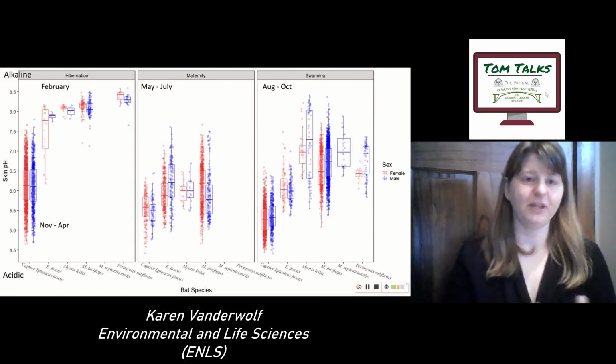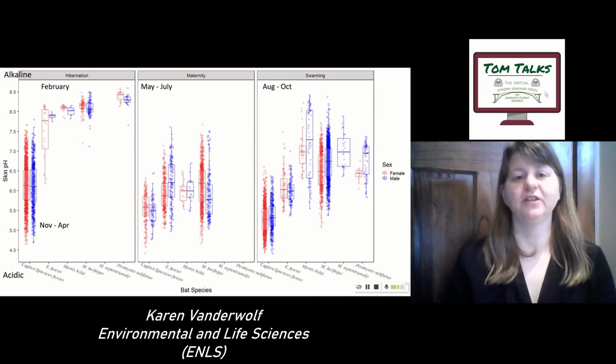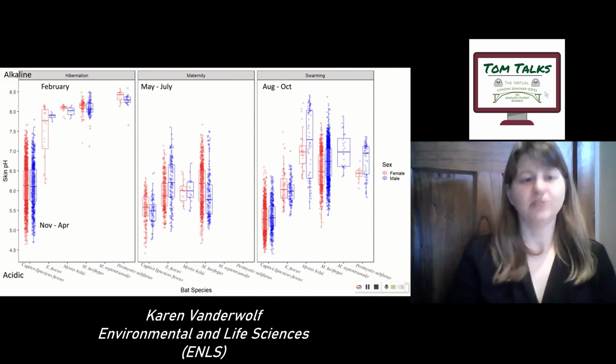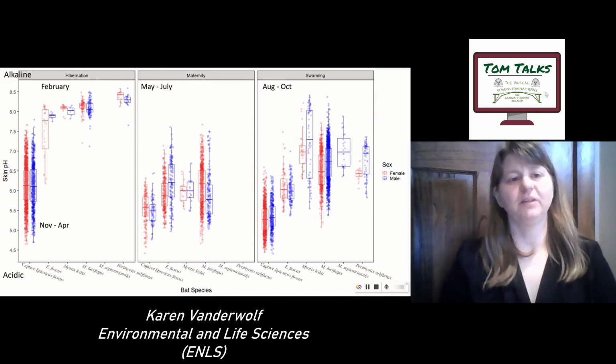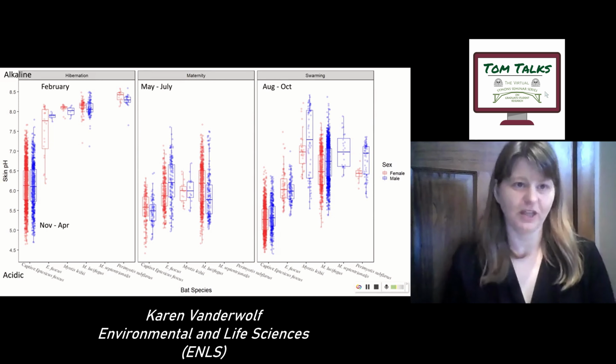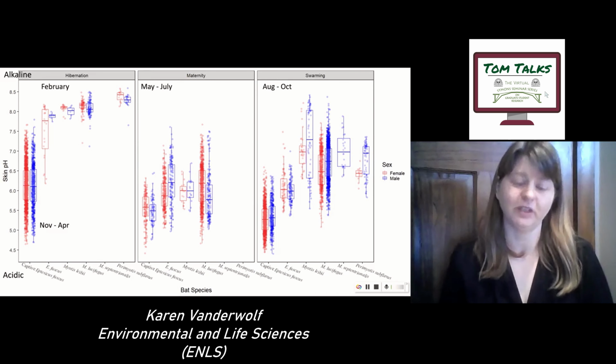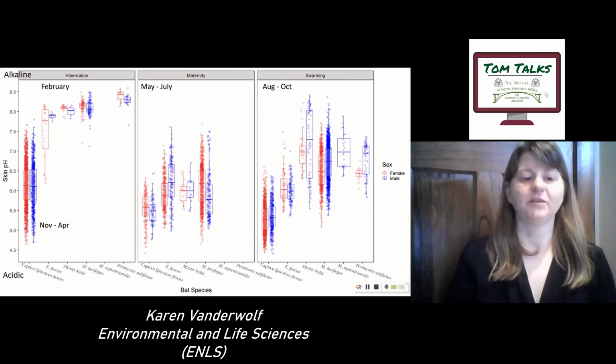So essentially what I'm presenting here is the 3 biological seasons for bats. Hibernation during the winter, of course, they essentially go to sleep in caves and they don't eat for the entire time they're in there because they only eat insects and insects aren't available. So they decrease their metabolism to survive this period of famine.